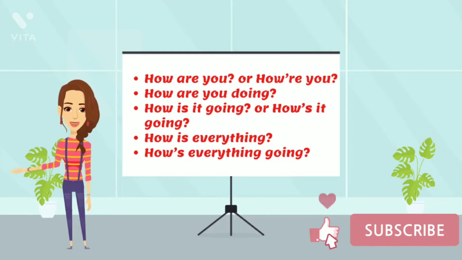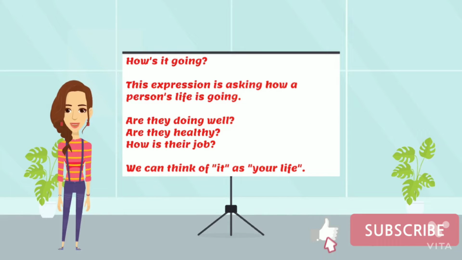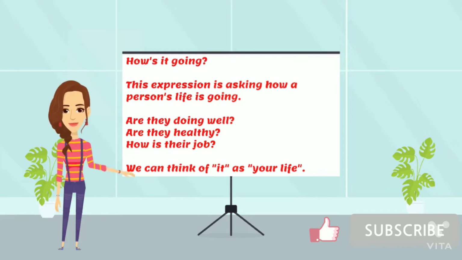How's everything going? Here is an important note. How are you doing? This is different than what are you doing. How are you doing means how are you? Whereas what are you doing is asking what action you are currently doing. How's it going? This expression is asking how a person's life is going. Are they doing well? Are they healthy? How is their job? We can think of it as your life.